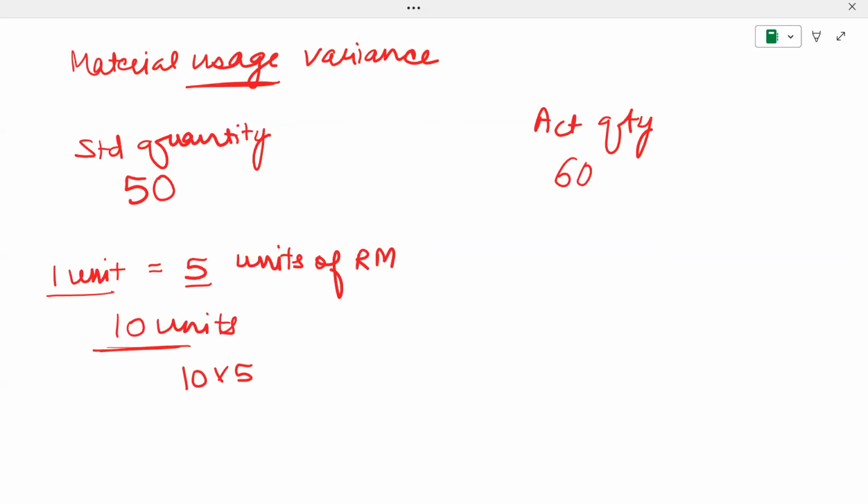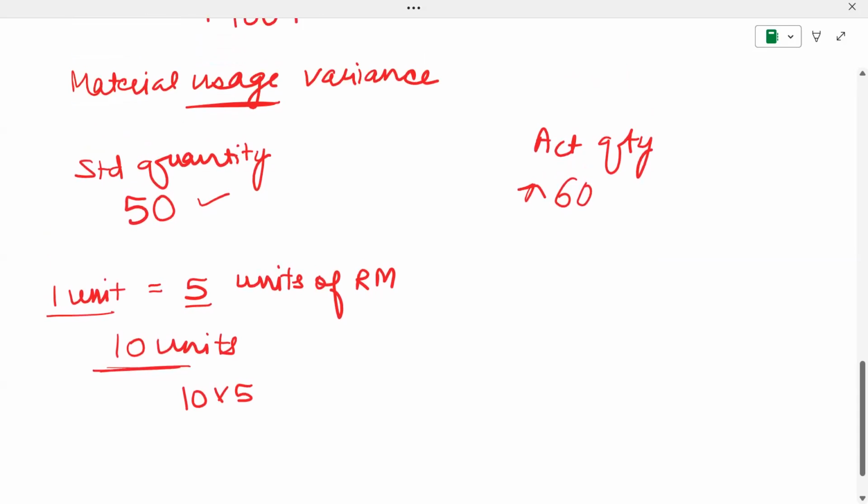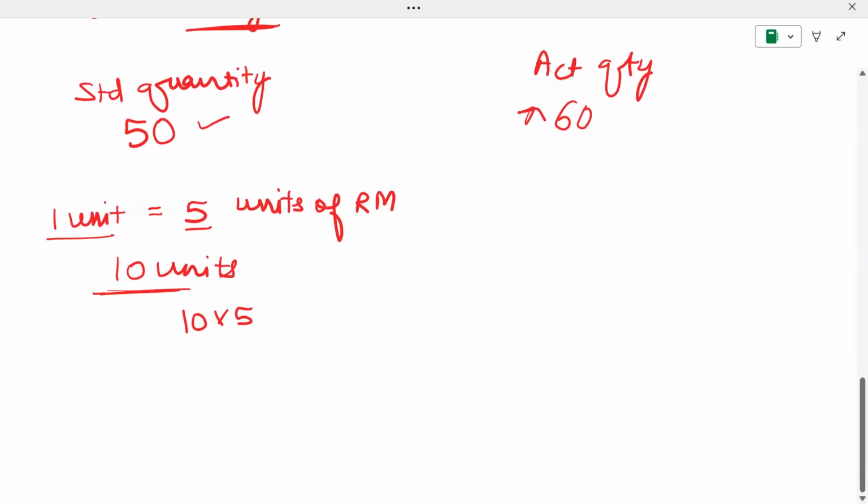So over here, we know that it is something adverse. I should have used only 50, but I ended up using 60, which is higher. So this is a cost side item. The raw material is a cost. So my cost has gone up. That means I'm going to get an adverse variance over here.